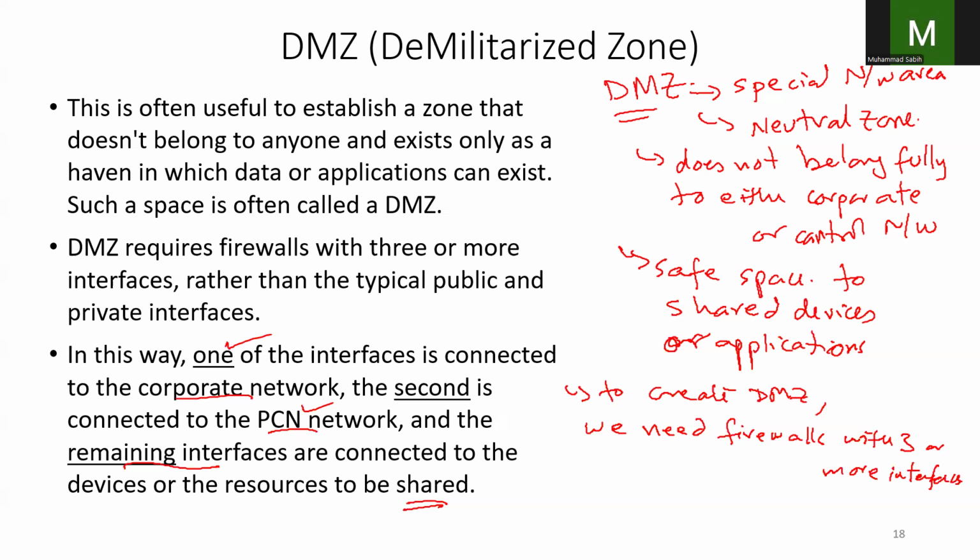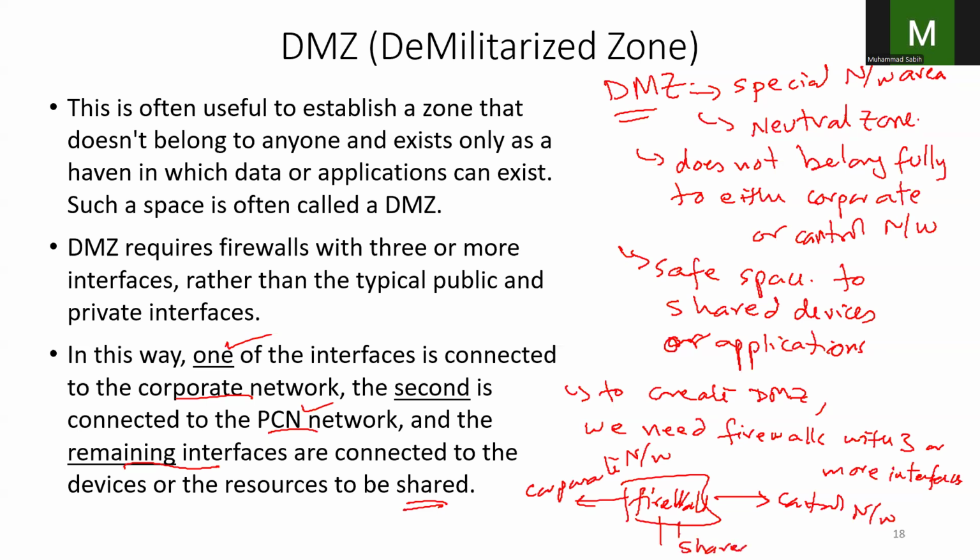So if we have a firewall, it will have at least three interfaces. One interface will go to the corporate network. The other interface will go to the control network, and the third or more interfaces will go to the shared devices or resources. So this setup allows us to safely manage access without directly exposing the control setup.